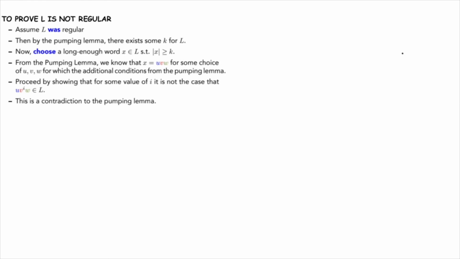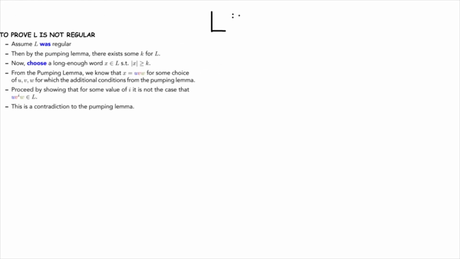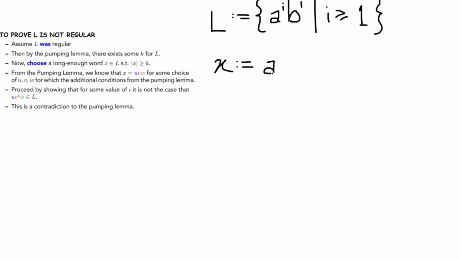Here is the first example. Consider the following language, a to the i, b to the i, where i is greater than or equal to 1. This is essentially a block of A's followed by a block of B's of the same length. Assuming this language is a regular language, there will be a finite automaton to describe this language, with k states. Now, to choose a word x, we could say a to the power k, b to the power k is a word in this language.